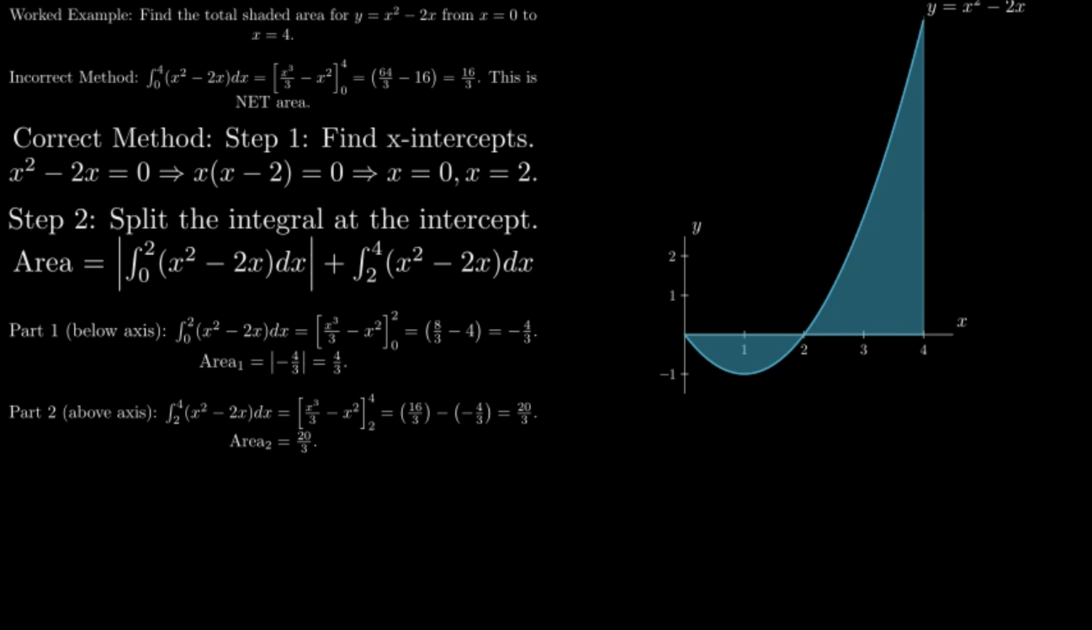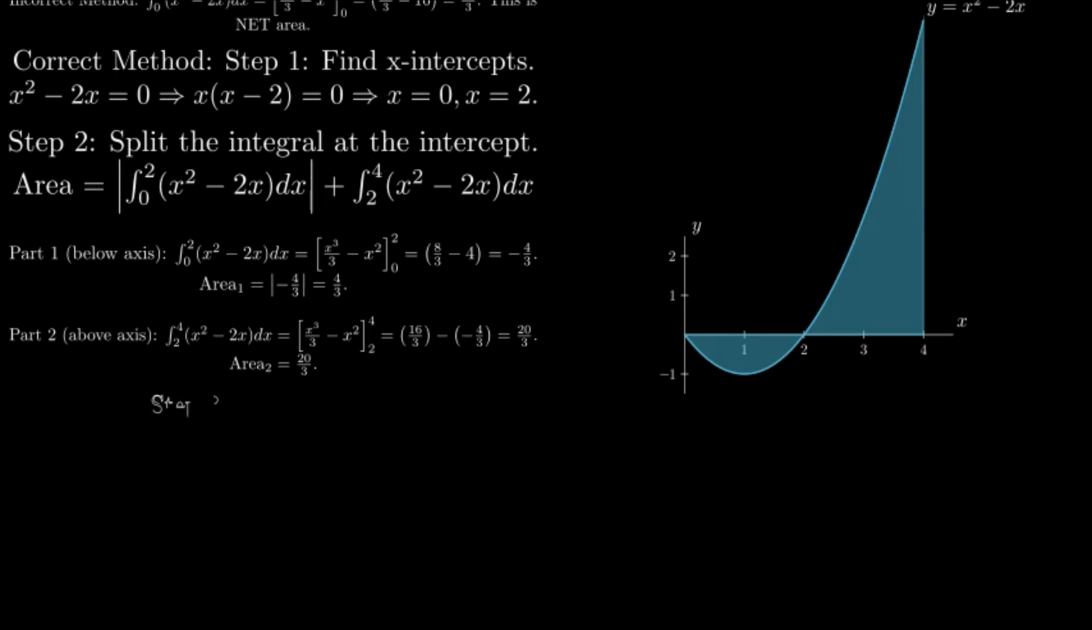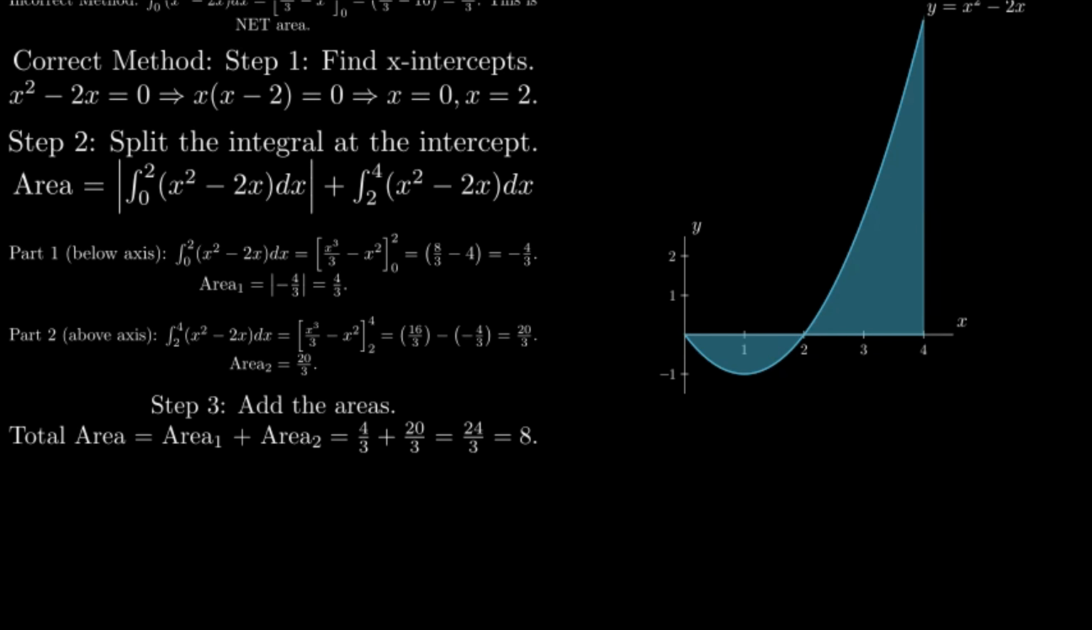Next, the integral from 2 to 4. Evaluating this gives us 20/3. Since it's positive, this is the area of the second piece. Finally, we add the two positive areas together. 4/3 plus 20/3 gives us 24/3, which simplifies to 8. The total shaded area is 8 square units.